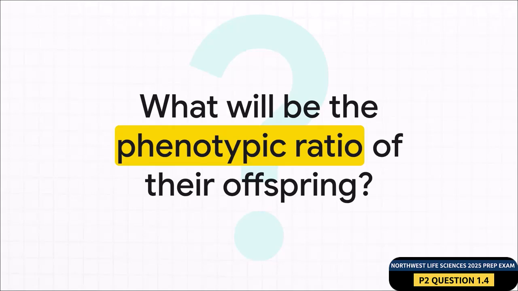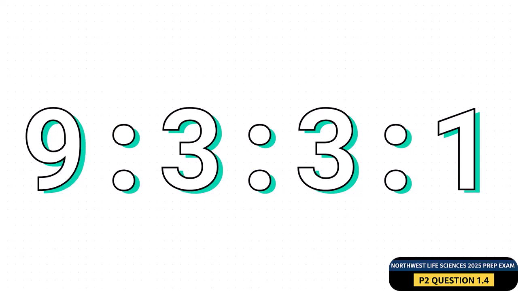Now, for any dihybrid cross where both parents are heterozygous for both traits, there is this famous, almost magical ratio that you simply have to memorize. And there it is, 9:3:3:1. This is probably one of the most important ratios in all of genetics. It means for every 16 offspring, you can expect 9 to have both dominant traits, 3 with one dominant and one recessive, 3 with the other combo, and just 1 with both recessive traits. Please commit this ratio to memory. It's guaranteed marks on exam day.